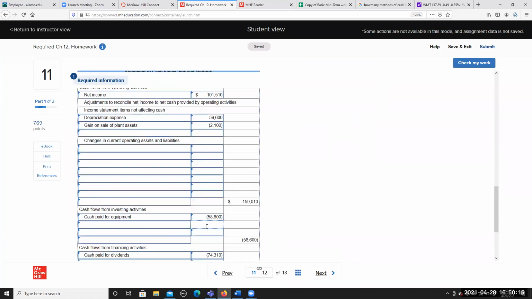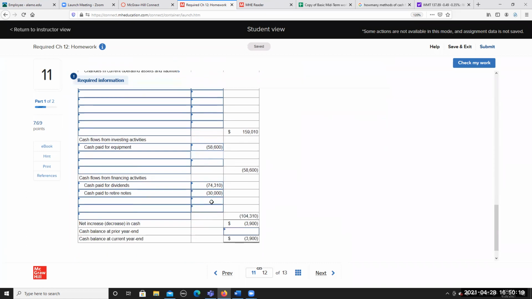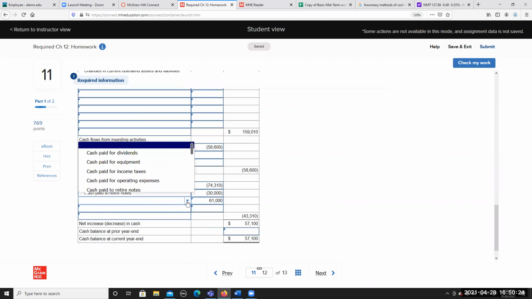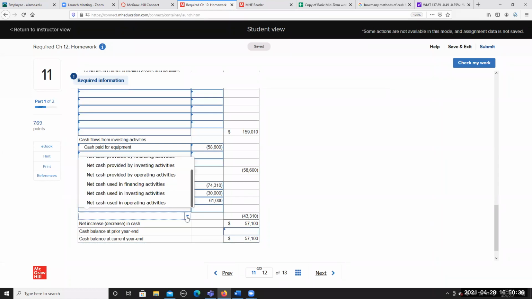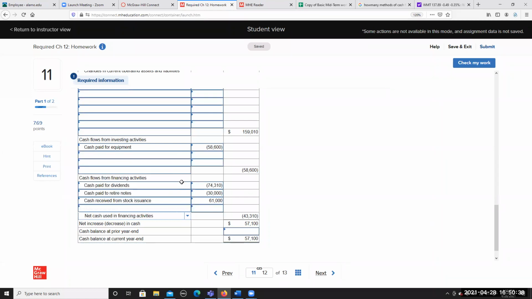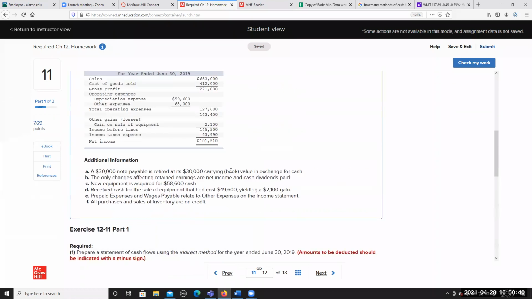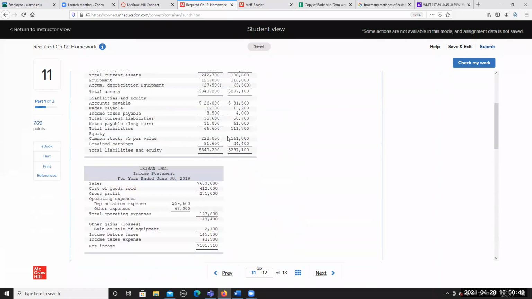$61,000 right here. Oops, wrong place. Goes in financing. Sale of stock. Cash from sale of stock. There you go. So this is cash used in investing. All right, let's keep going.